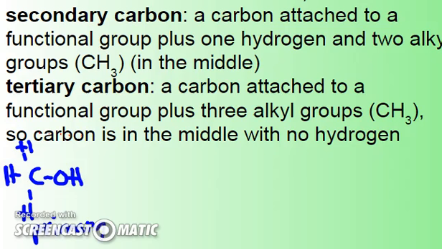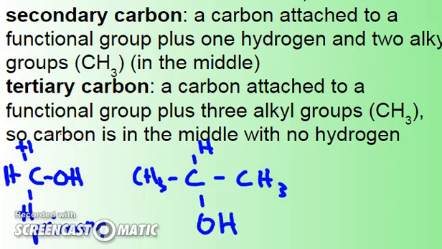A secondary carbon is a carbon attached to a functional group plus 2 alkyl groups. 1 hydrogen, 2 alkyl groups, but I focus on the 2 alkyl groups here because it's going to be attached to at least 2 other carbon groups. So now I've got a carbon. It's got to be attached to at least 2 other carbons. So I'm going to make this one a CH3, this one a CH3. I'll make a hydrogen here, and there's my functional group. So this one here is my secondary carbon.